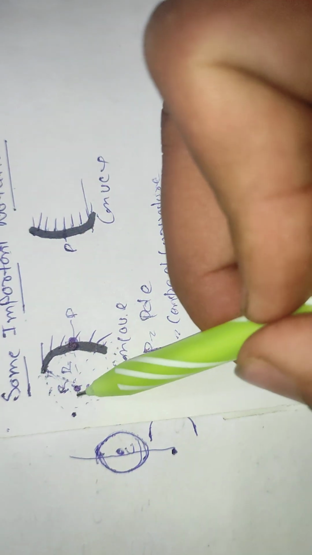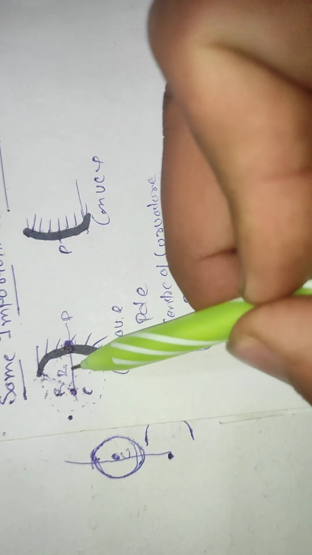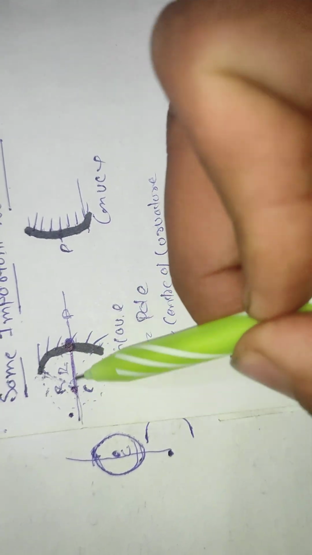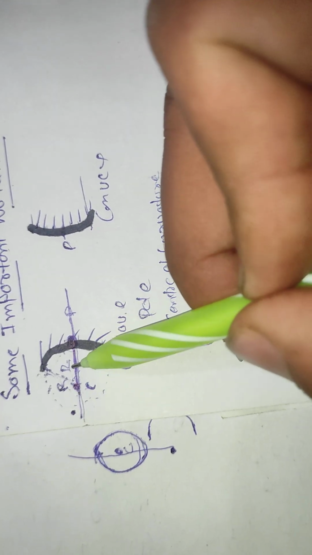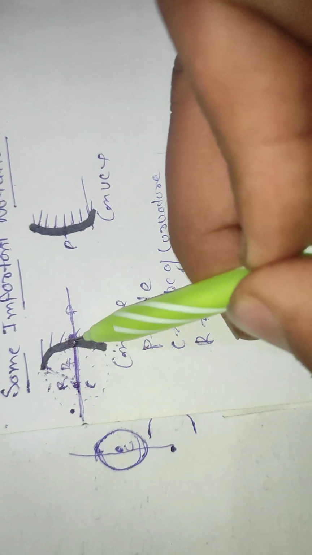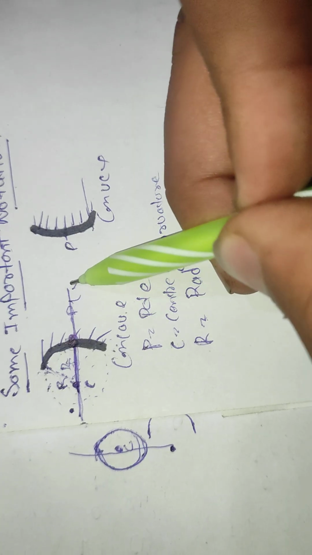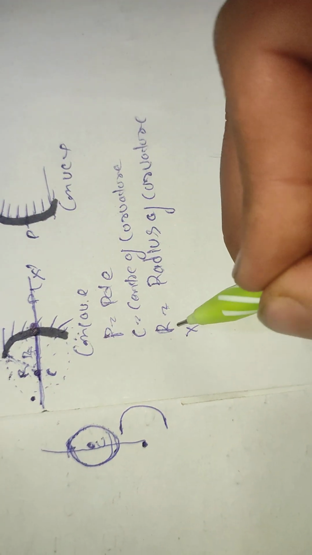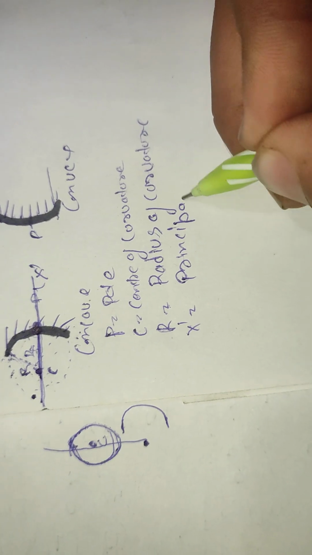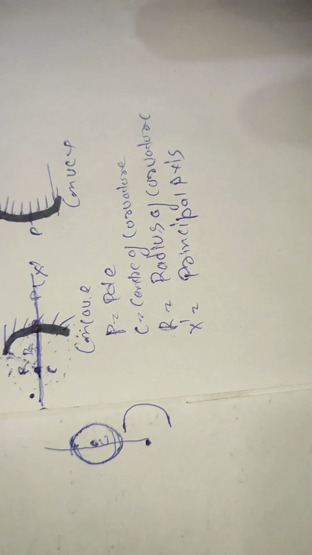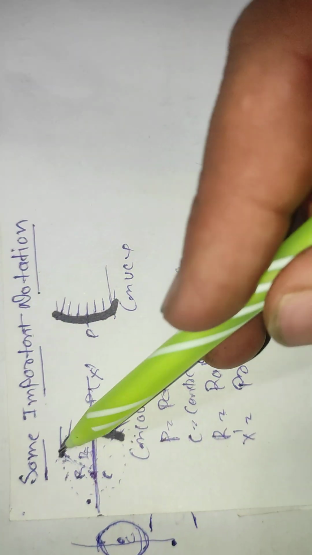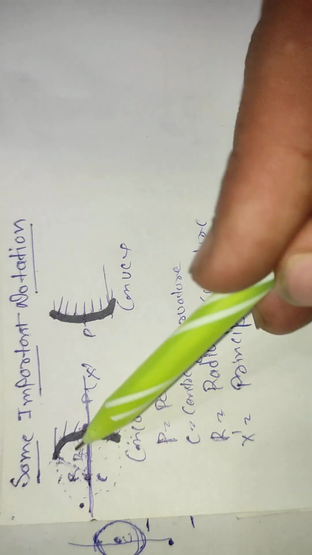Now suppose the radius which is attached at the pole in a straight line, imaginary, in the direction of the pole. This is also a radius, but it behaves like an axis. We denote this as x dash, and this x dash is called the principal axis.